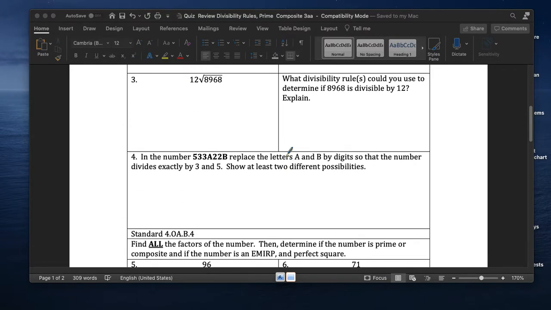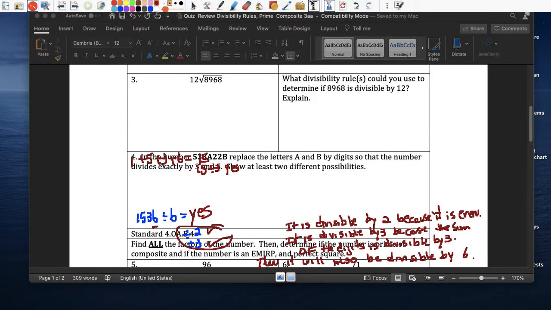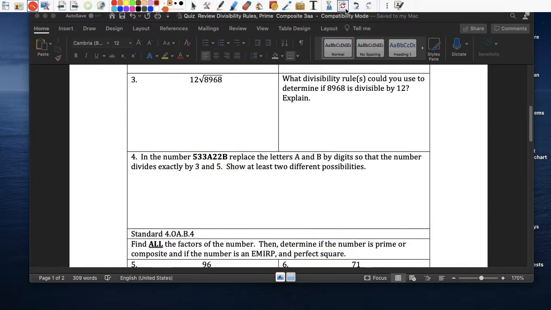Number 3 is: is 8,968 divisible by 12? So what was the trick with 12? The trick with 12 is very similar to the trick with 6. We have to check if it's divisible by 3 and check if it's divisible by 4. If it's yes and yes, then it's divisible by 12. So is it divisible by 3? Well, let's add the digits: 8 plus 9 plus 6 plus 8.